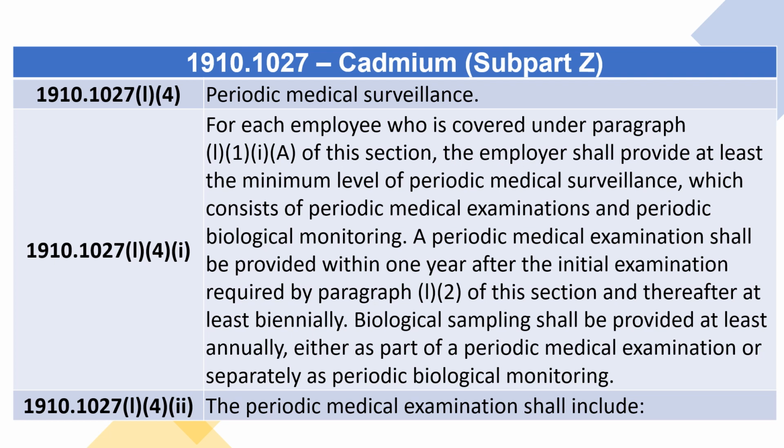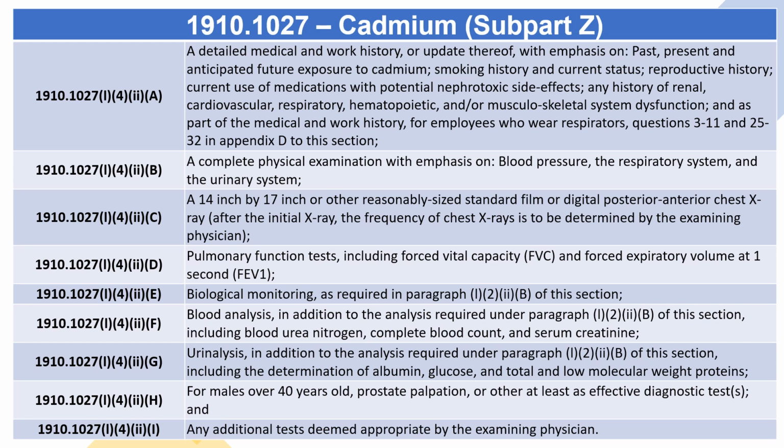1910.1027 L4(2) The periodic medical examination shall include 1910.1027 L4(2)(a) through 1910.1027 L4(2)(i): a detailed medical and work history, or update thereof, with emphasis on past, present and anticipated future exposure to cadmium, smoking history and current status, reproductive history, current use of medications with potential nephrotoxic side effects, any history of renal, cardiovascular, respiratory, hematopoietic, and/or musculoskeletal system dysfunction, and, as part of the medical and work history, for employees who wear respirators, questions 3 to 11 and 25 to 32 in Appendix D to this section.